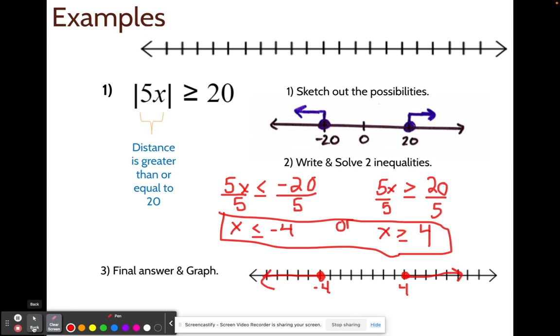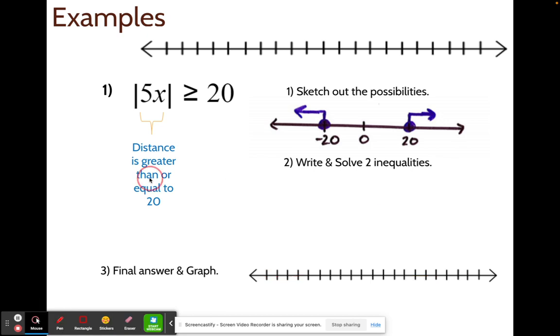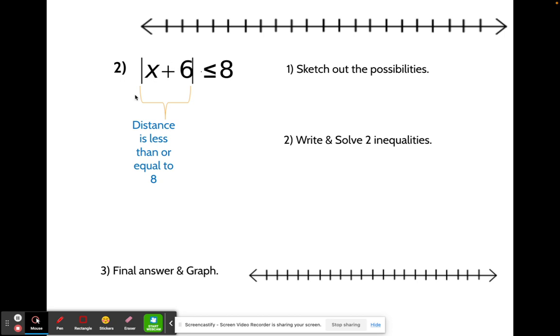Okay, let's look at another example. I have the absolute value of x plus 6 is less than, make sure we hear that "and" in there, 8. So we know our possible solutions: x plus 6 can be greater than or equal to negative 8, or less than or equal to positive 8.